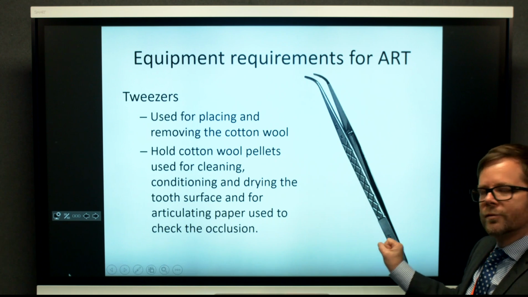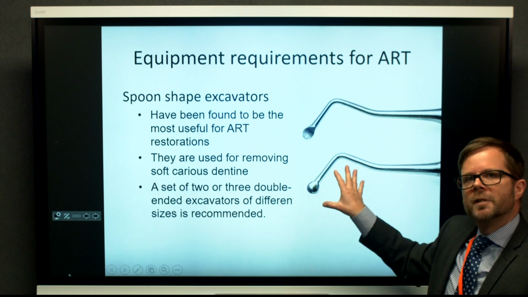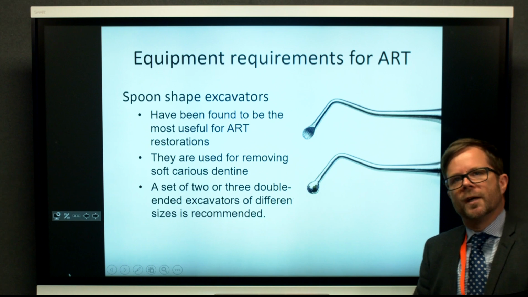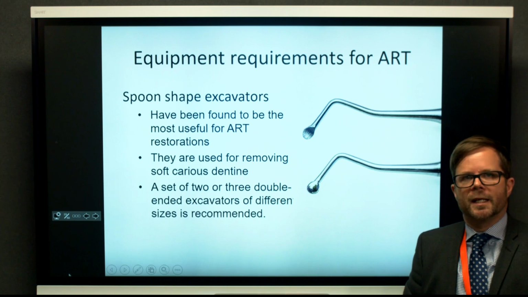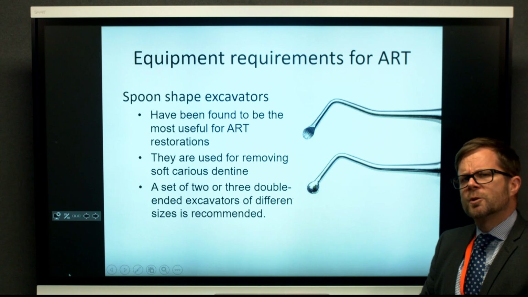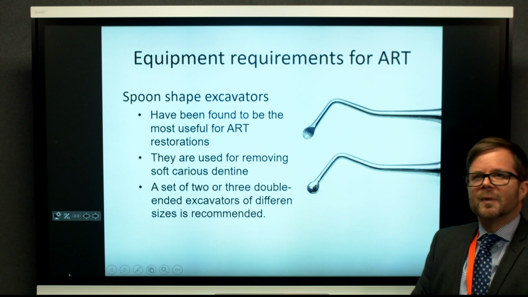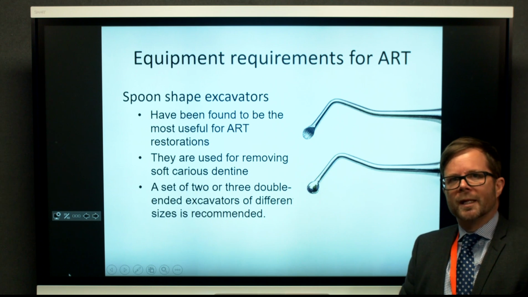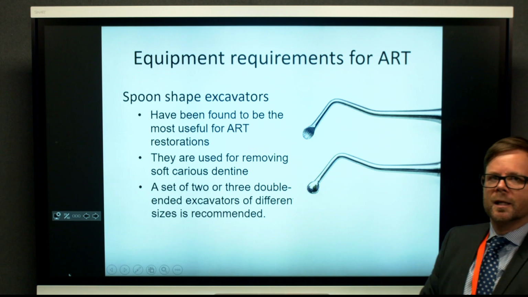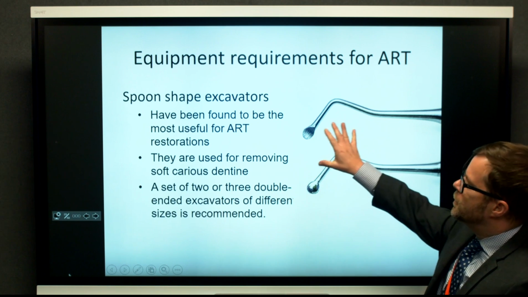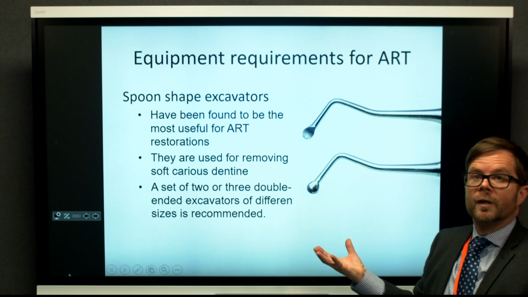We need tweezers for assisting with moving things around the mouth. And these are the really important instruments, the spoon excavators, because these are the instruments we're going to use to remove the softened dentine. Okay, so generally you would use a large, a medium and a small. A small and a medium is probably adequate, but if you've got all three, that's particularly useful. The different sizes are useful because the sizes of the lesion will vary.